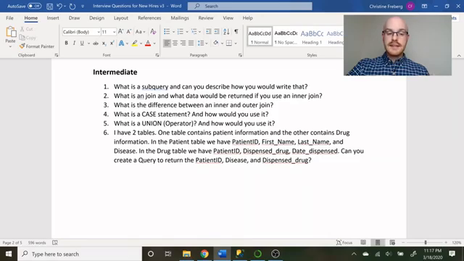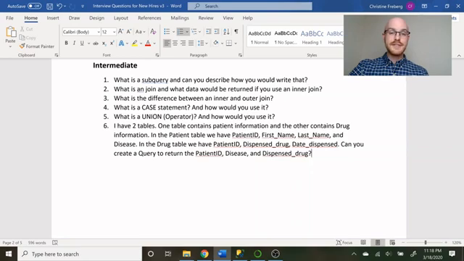And then for number 6 is, I have 2 tables. One table contains patient information and the other contains drug information. In the patient table, we have a patient ID, first name, last name, and disease. In the drug table, we have patient ID, dispensed drug, date dispensed. Can you create a query to return patient ID, disease, and dispensed drug? So now let's look at the answers for number 2 and number 6. Again, if you want to try to solve these before you look at them, that's totally fine, but we will look at the answers right now.